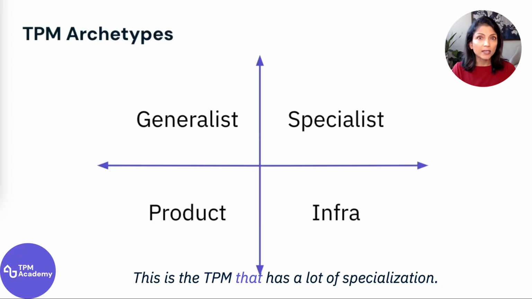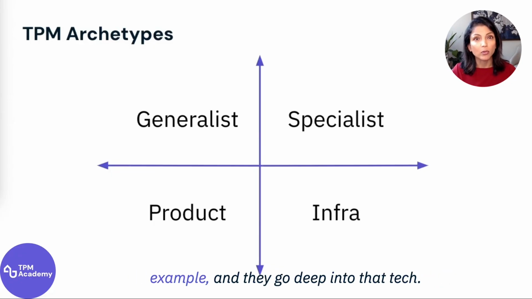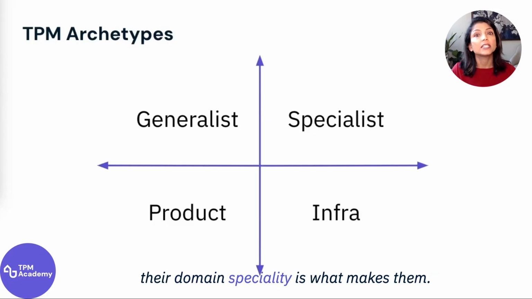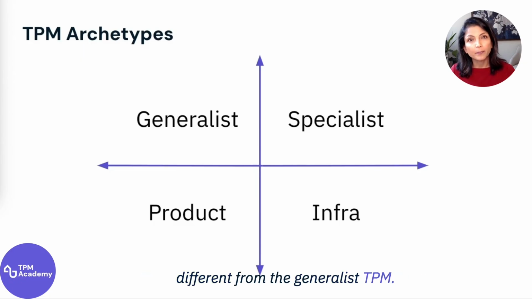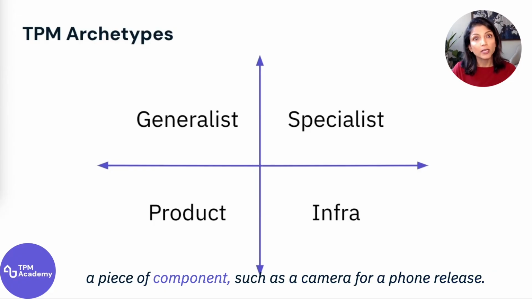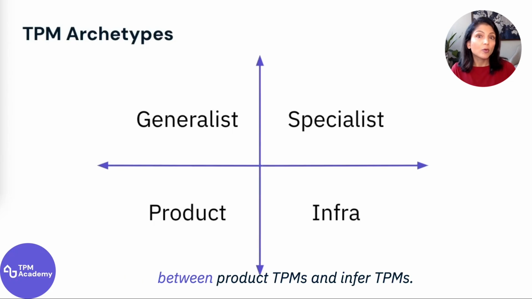This is the TPM that has a lot of specialization. It could be AI or machine learning, for example, and they go deep into that tech. They might still work with multiple teams, but their domain speciality is what makes them different from the generalist TPM. For example, the component TPM, who is in charge of delivering a piece of component, such as a camera for a phone release. There is also a distinction that's made between product TPMs and infra TPMs.